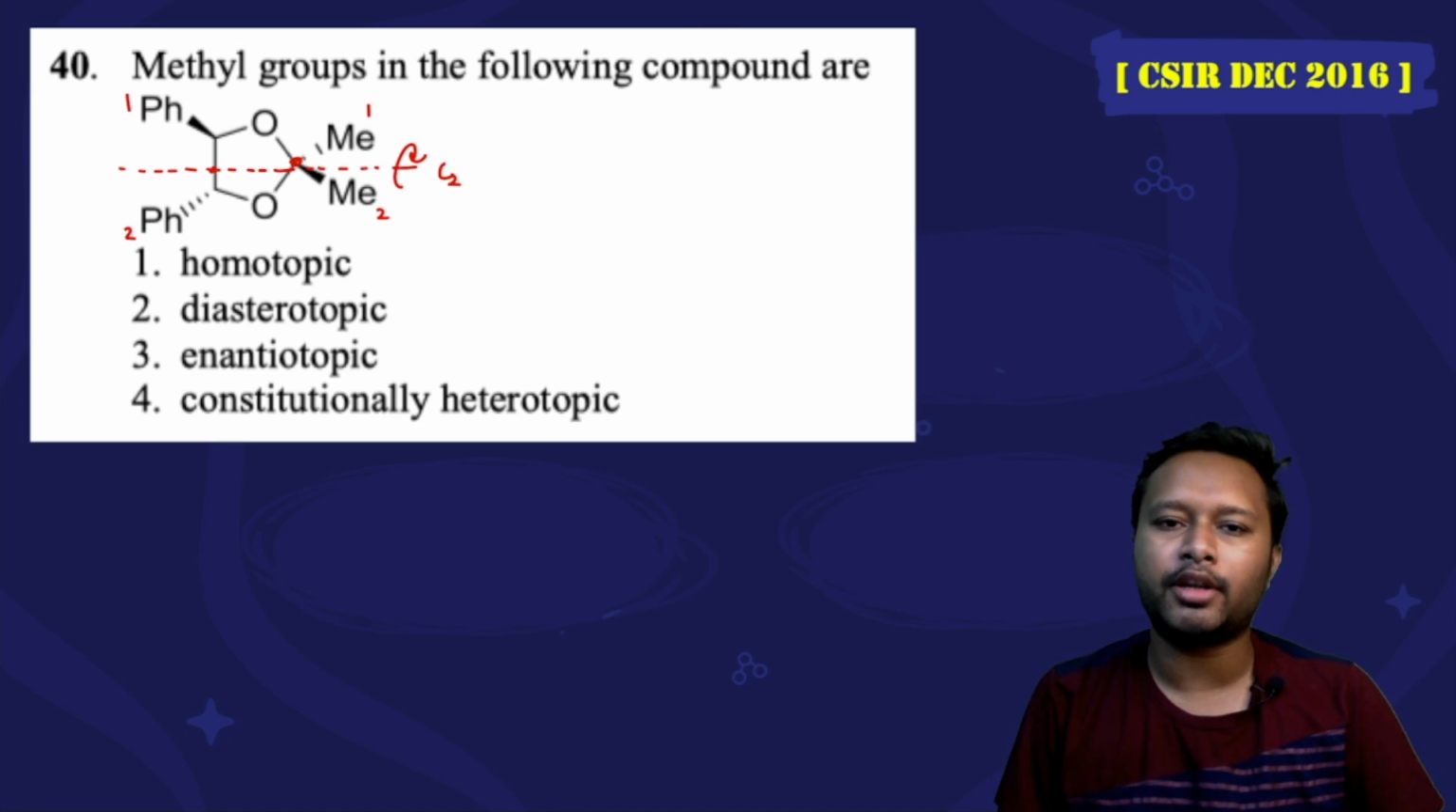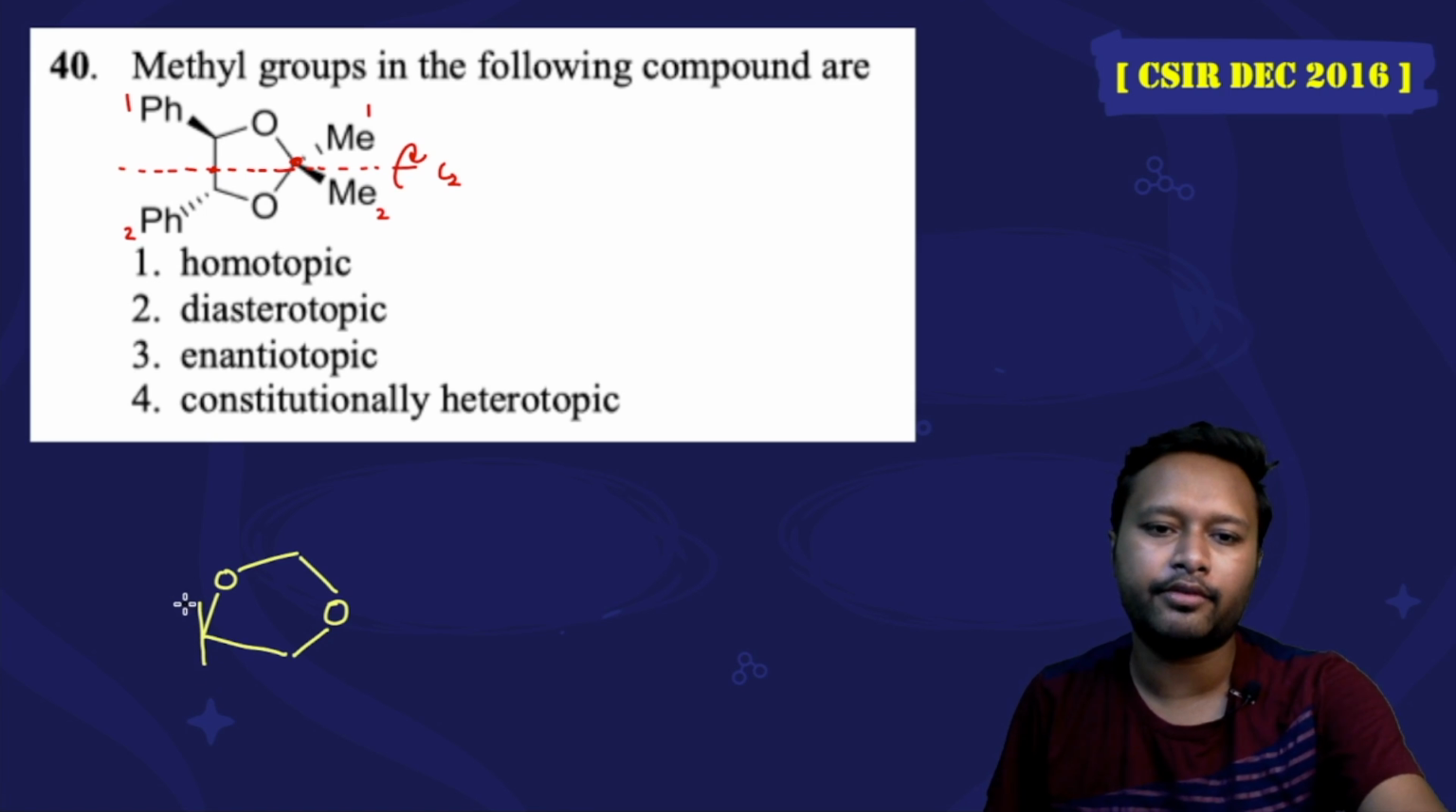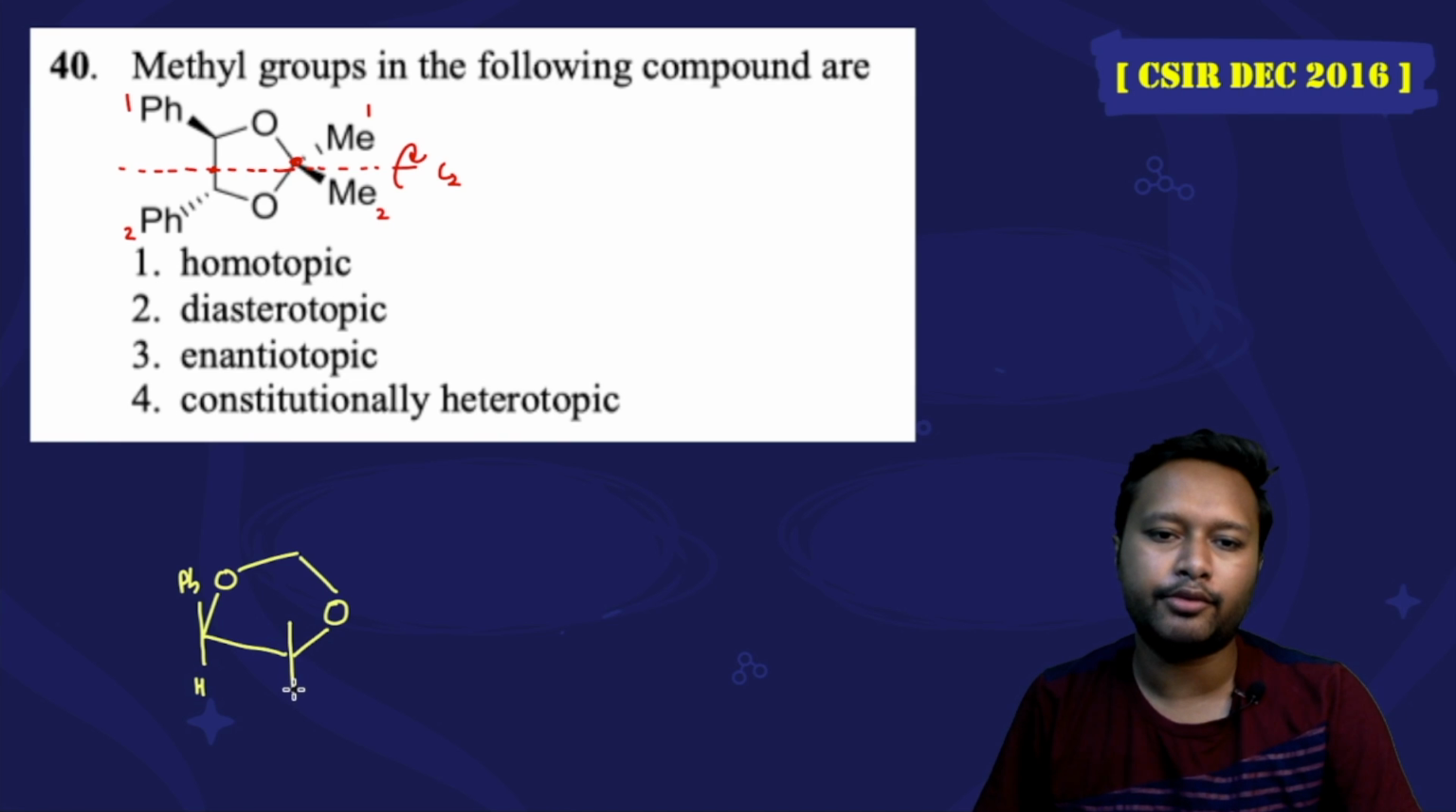If you want to look at a different perspective of this molecule, I'll show you that as well. So actually the molecule will be drawn like this, okay. This can be drawn in this way as well. Here you have the phenyl group above the plane, hydrogen below the plane, and here you have phenyl group below the plane and hydrogen above the plane, and on this you have methyl group above and methyl group below, both places, okay.